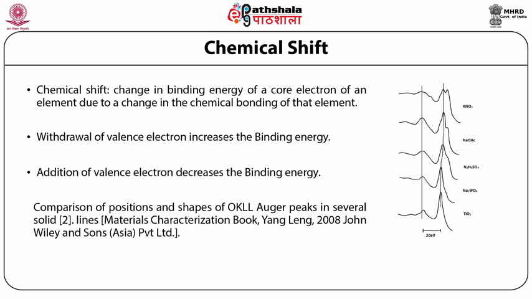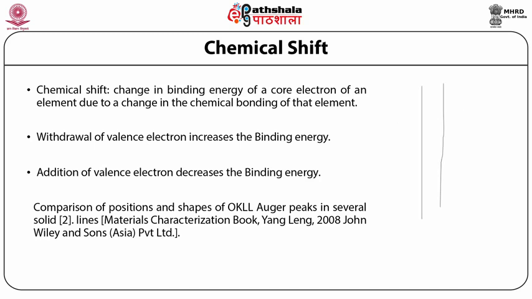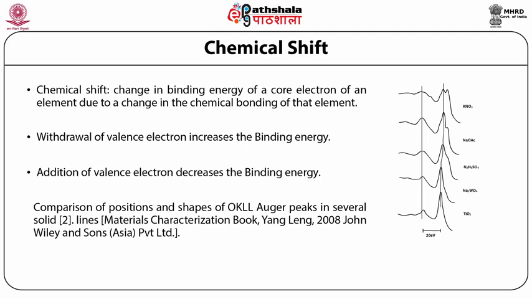The O KL1L23 and O KL23L23 peaks from the oxygen vary in separation by up to 5 electron volt, and the shape of the O KL23L23 peak can be a singlet or a doublet type. The comparison of positions and shape of oxygen KLL Auger peaks in several solids is represented in figure 3.